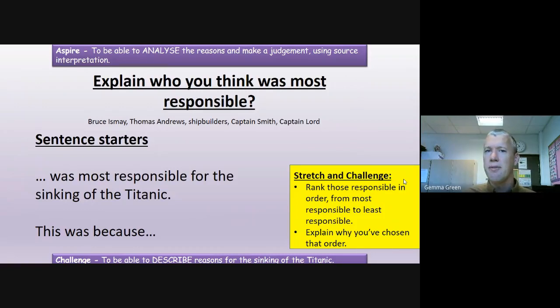There's no right or wrong answer, really. As long as you can give an opinion and you can back it up with evidence, that's all I want you to do. So what I want you to do is to explain who you think was most responsible.